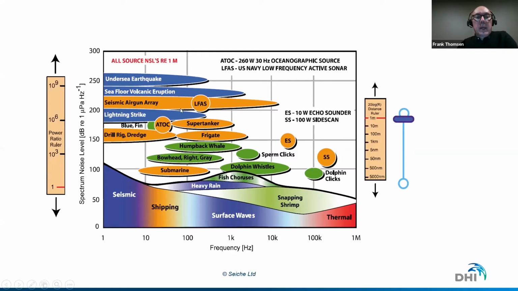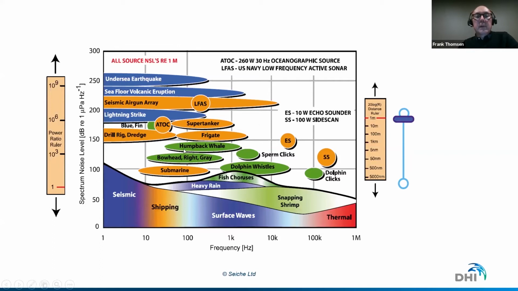Then you got seismic air guns. I mentioned that for geophysical exploration. They're among the loudest anthropogenic sound sources, well above 200 decibel at the sound source, and essentially also low frequency sounds, although there are some components in the mid-frequency range here at 10 kilohertz.